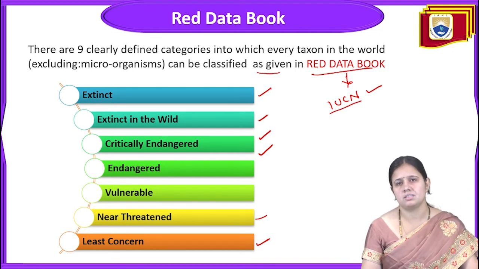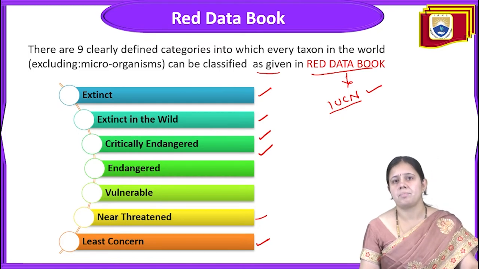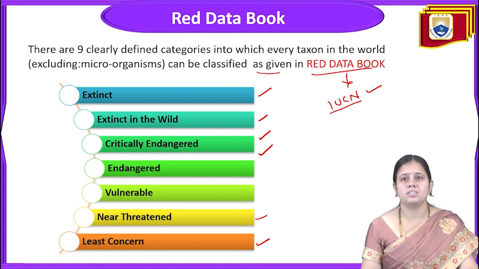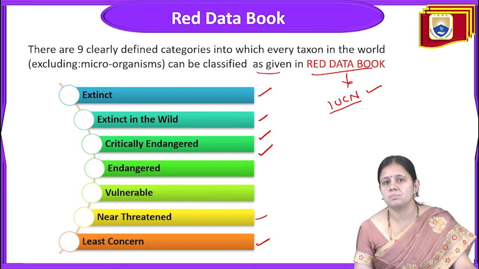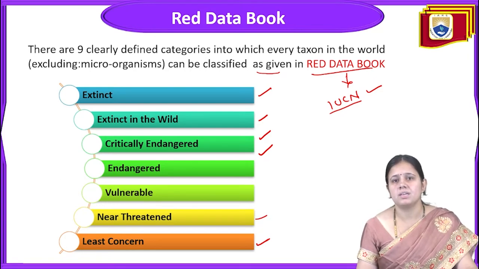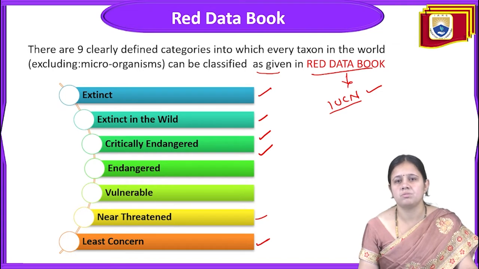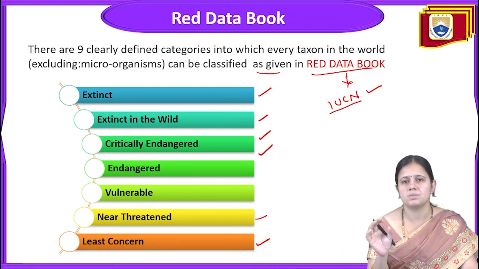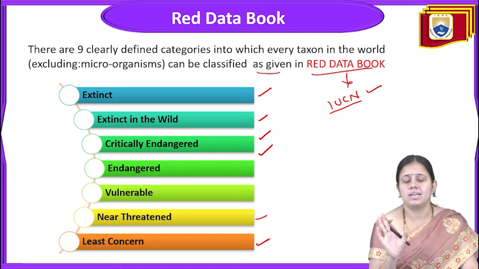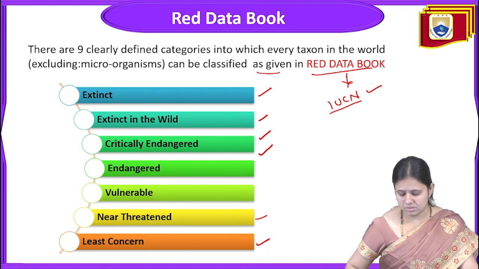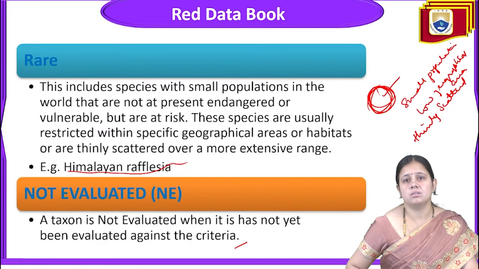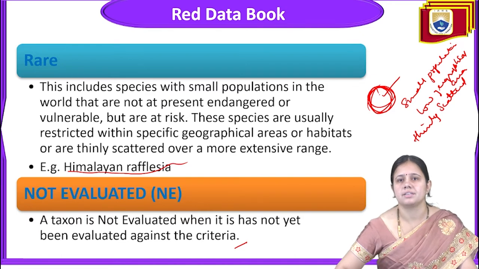Extinct in the wild means not present in the forest or their own habitat, present in captivity only. Next is critically endangered, those species at very high risk of danger. And next is the endangered species. Next is the vulnerable species, which is at high risk of becoming endangered. And near threatened is nearly threatened species. Least concern is those species that are not going to become extinct, but we still have to take concern. So this is all about the Red Data Book, what we have discussed, like which species falls under which categories.